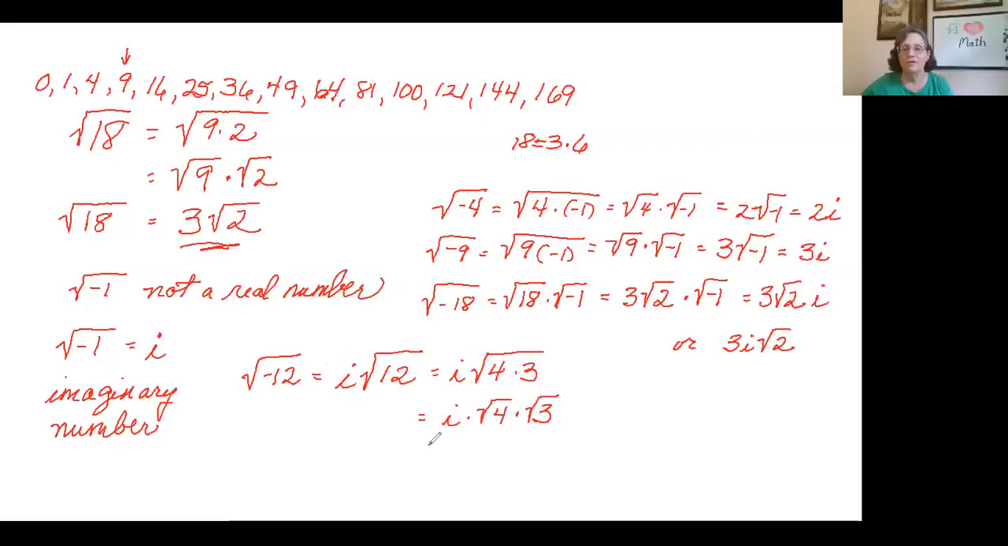Since the square root of 4 is 2, we've got i times 2 times the square root of 3. So we can write this as 2i times the square root of 3, or we can write it as 2 square root of 3 i, making sure that the i is outside of the radical.